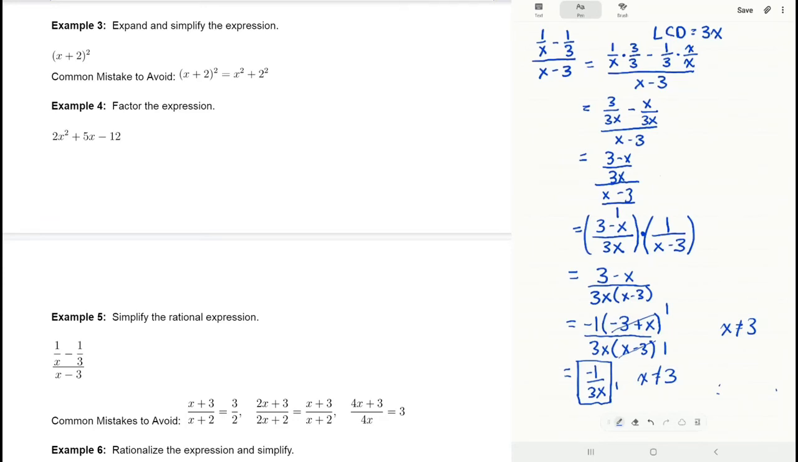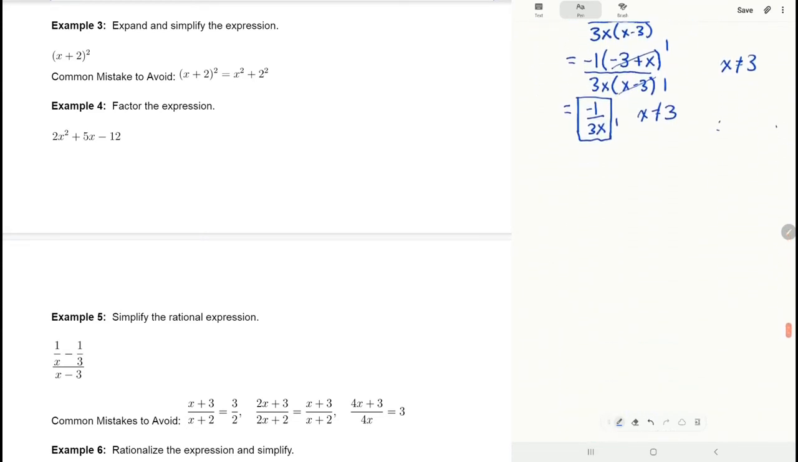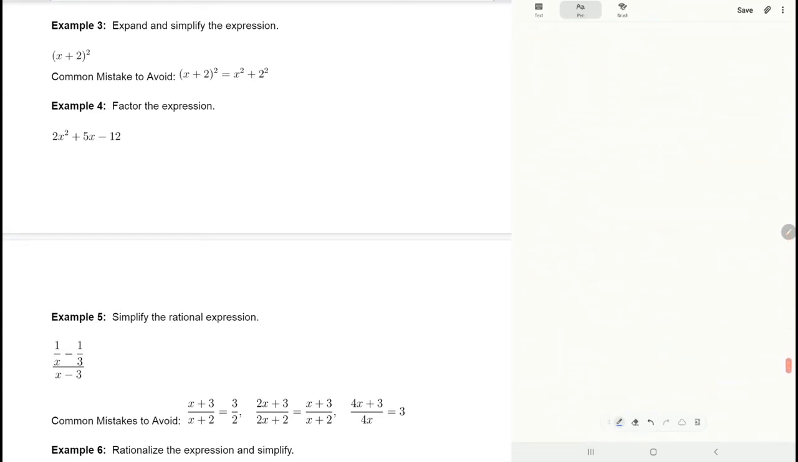Now there are a few examples of common mistakes that we want to avoid. So let's have a look at some of the common errors that many students can make. What we have is x plus 3 divided by x plus 2. And it's very tempting to cancel the x's in both the numerator and denominator, and saying that this is equal to 3 over 2.